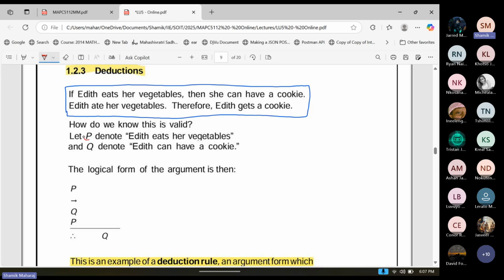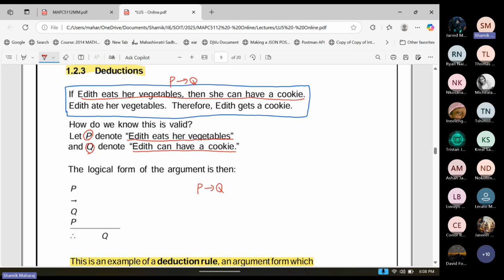So we're letting the label P denote Edith eats her vegetables, and Q says Edith can have a cookie. I'm not sure why they wrote it like this, so I'm just going to rewrite this at the bottom. The statement above first says, if Edith eats her vegetables, then she can have a cookie. So that's if P, then Q, according to the labels at the bottom. Let's just check. If P, then Q. Yep, that's fine. So to write a deduction rule, I'm going to write this at the bottom like this: if Edith eats vegetables, then she can have a cookie.